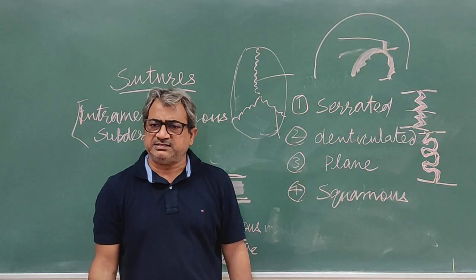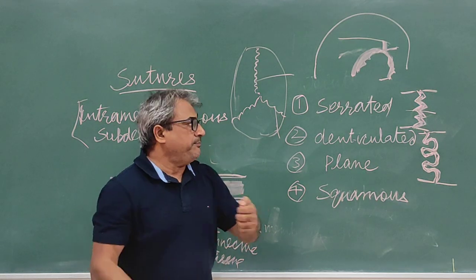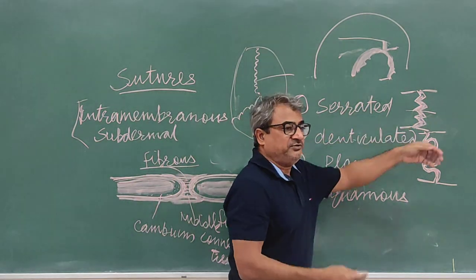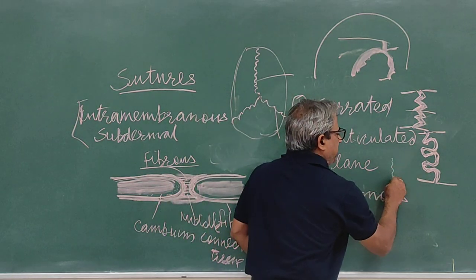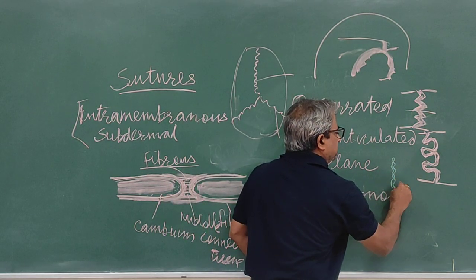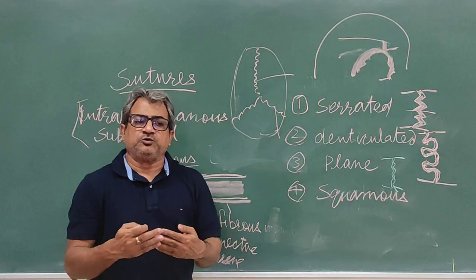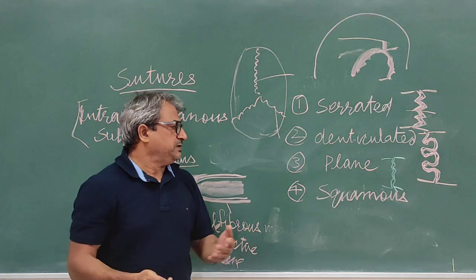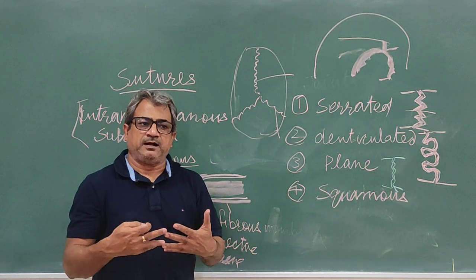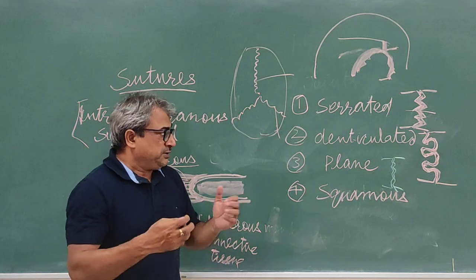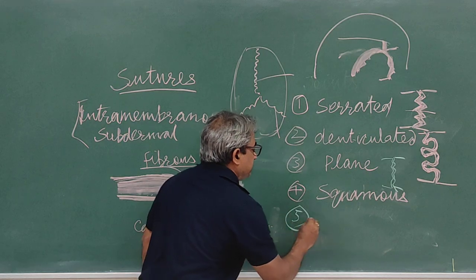Plain, as the terminology suggests, they are more of the plain kind, with a minimal kind of invagination of the two margins into each other. It means they are very close to each other and the margins push into the opposite bone to a very small extent, right? So of course they are not entirely plain, but they still are termed as a plain junction.